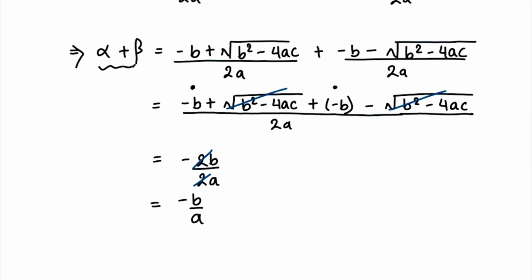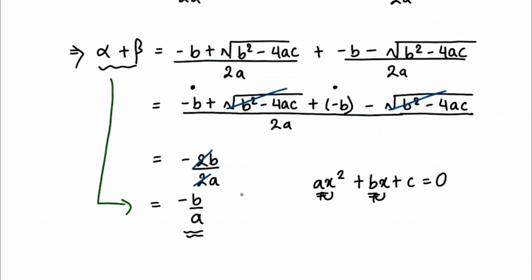So the sum of the roots of the quadratic equation is minus b divided by a, or we could say minus coefficient of x divided by coefficient of x square, okay? So we have our quadratic equation as ax square plus bx plus c equals 0. The coefficient of x is b and the coefficient of x square is a. So you could say this as minus coefficient of x, which is b, divided by coefficient of x square, which is a. It's the same thing. And that's how the sum of the roots of a quadratic equation is minus b divided by a.